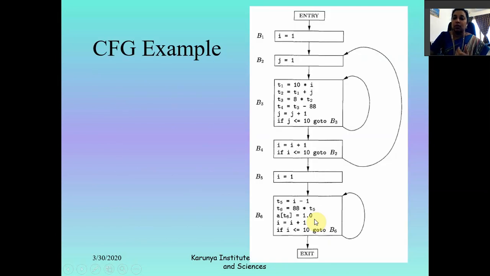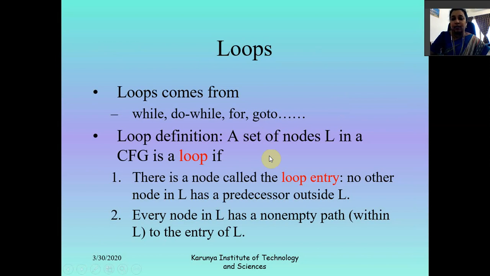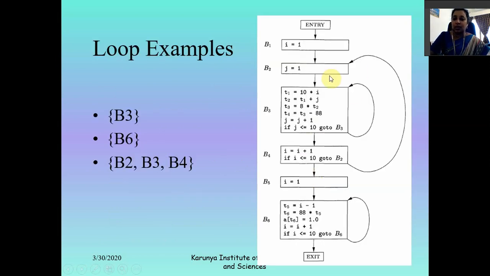Now we have to identify the loops. How do I identify the loop? This is a sequential flow, whereas these are the loops that you have here. So there will be a loop entry, that is what they say. Now how does it happen? This B3 is a loop. There is only one basic block in it. So you have a loop with a single basic block B3. Now similarly B6, you have a loop. You have an entry and you have an exit point.